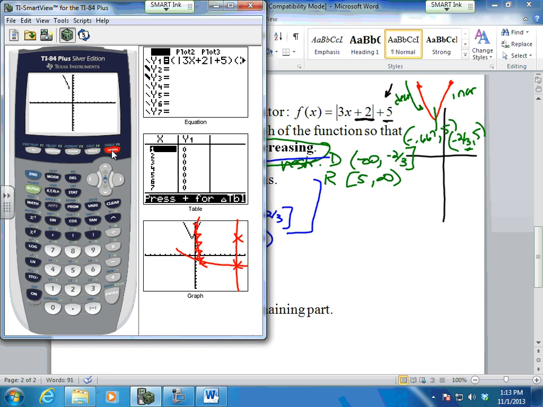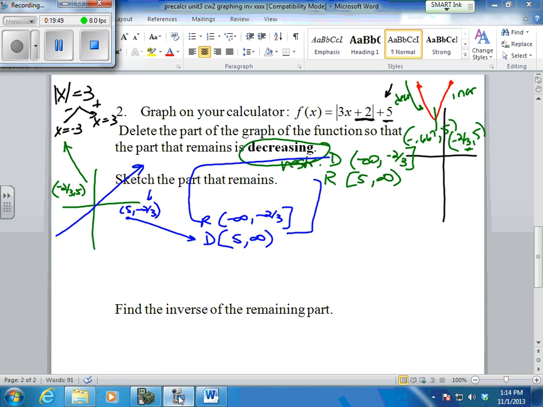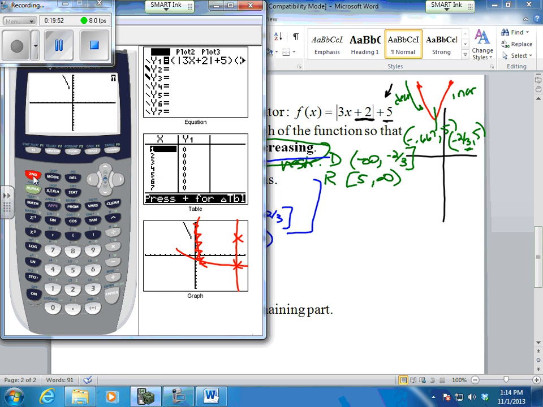Isn't that the part we want? Yep. Okay. I was confused what to do after I inserted the parentheses. Go to your parentheses. Oops, I lost it. Do your draw inverse. Second program, go to number 8.